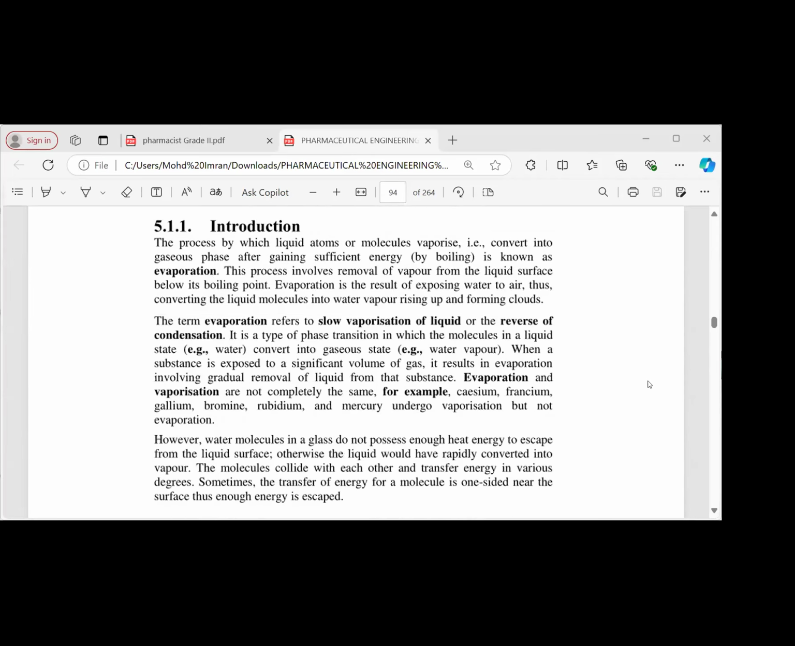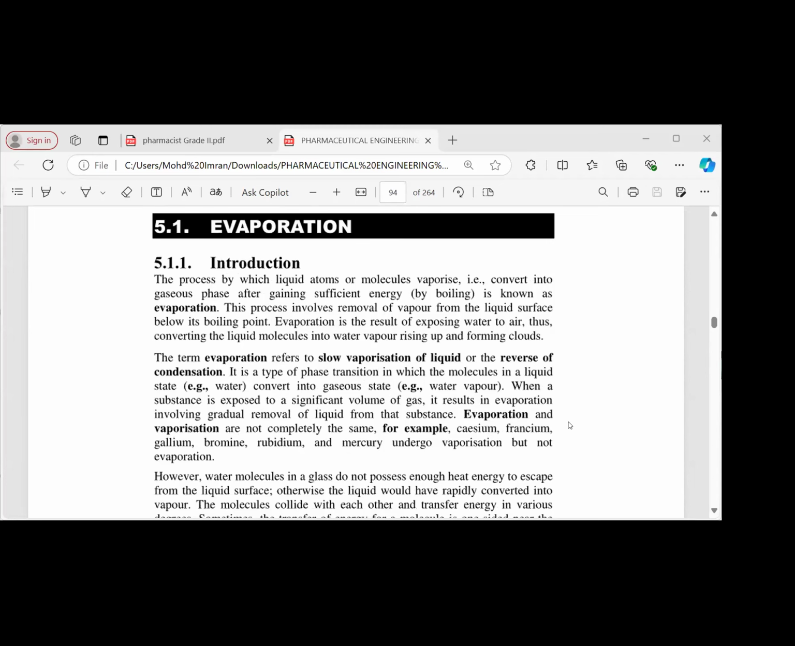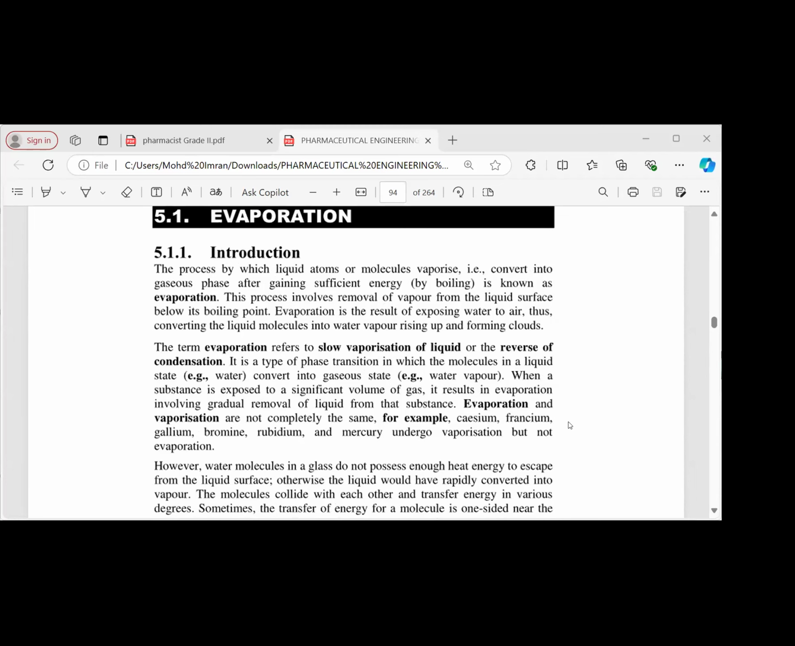Coming to evaporation, in last class I have asked you the question regarding the difference between evaporation and drying. So can anyone give me the difference between the evaporation and drying? What happens in evaporation and what happens in drying?